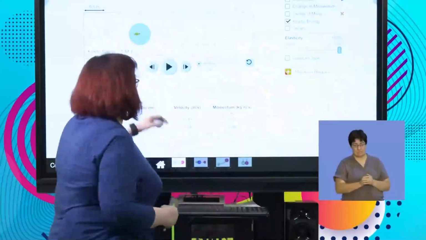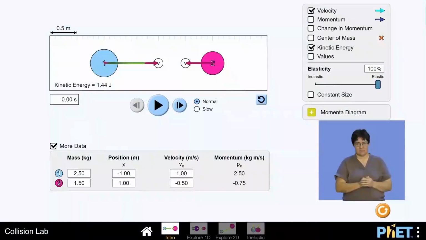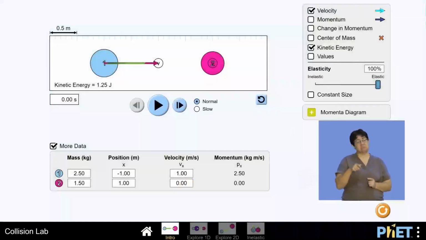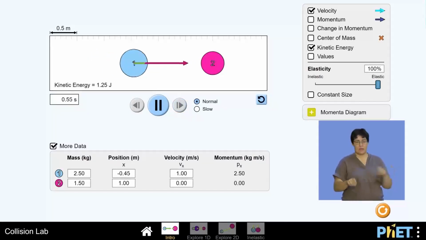The total momentum stayed the same, and the total kinetic energy stayed the same. So before the collision, we had a total kinetic energy. After the collision, we have a total kinetic energy, and it remains constant. Let's look at what happens. Let's make the initial velocity of this object 0. In other words, now we're going to see still an elastic collision, and watch what happens.